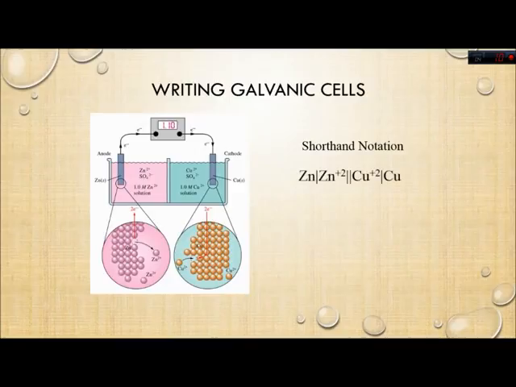Now for shorthand notation, we need to write it like this. I have said it before, this is the anode part, this double pipe shows the salt bridge, and this is the cathode part. The reaction across the anode and the reaction across the cathode are given like this, and they are both separated by this salt bridge. In this case, the salt bridge is KCl.